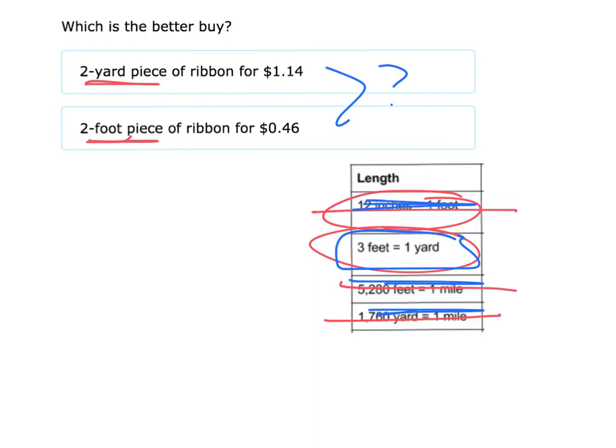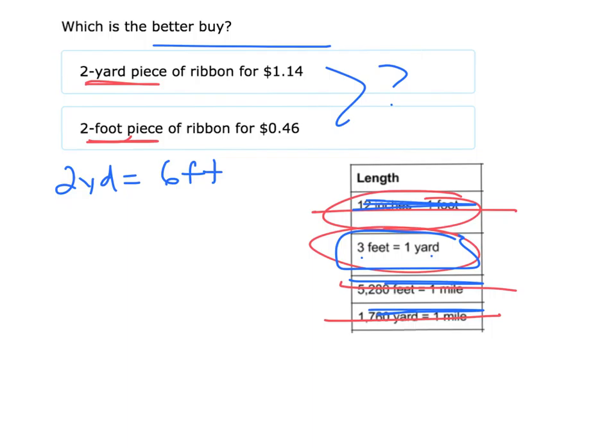So I can't compare apples to oranges. I have to compare apples to apples. So I need to either figure out, do I want to compare the per yard price or the per foot price? And you could do it either way. It turns out that in this case, because the number of feet in a yard is 3, and when we divide by 3, we always get a repeating decimal, that's going to force us to round and we might make mistakes. So it probably is easier to just convert this to feet. So 2 yards, since we know that there are 3 feet per 1 yard, that's just 6 feet.